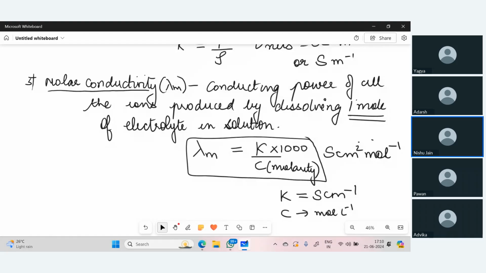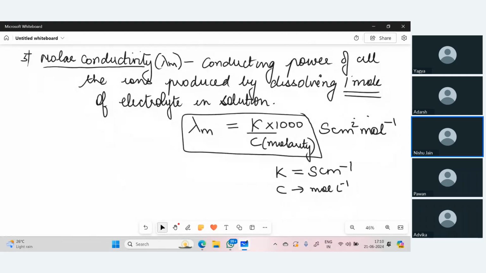So I will repeat, to convert liter to centimeter cube, this 1000 factor is there. So that both conductivity and concentration should be in centimeters. So lambda m is equal to kappa by C into 1000.